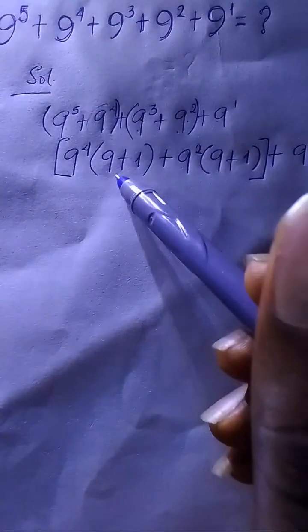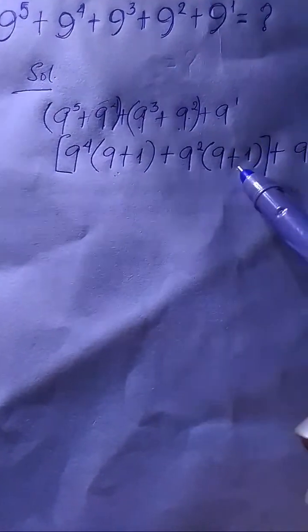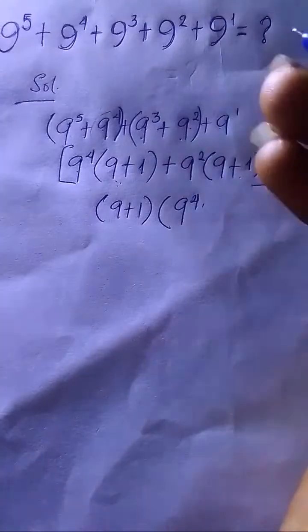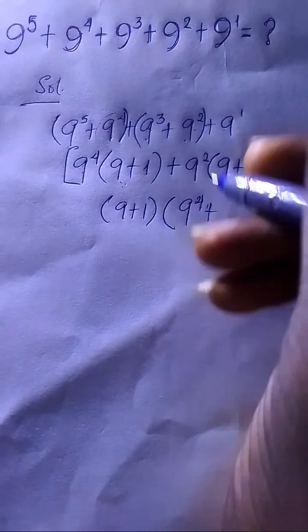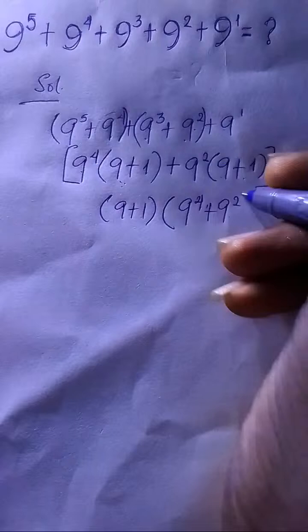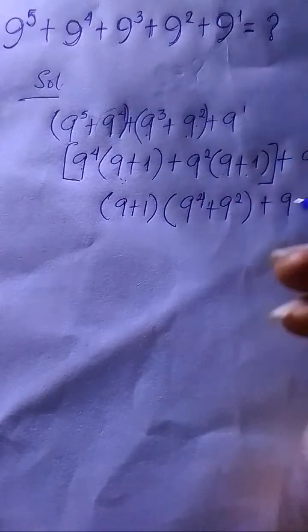We can bracket this one, for example, because we are seeing something common. 9 plus 1 is common in this place and this place. So we can just say 9 plus 1, right? We can bring it out. Bracket 9 raised to the power of 4. When we bring out 9 plus 1 from here, it gives us 9 raised to the power of 4. And when we bring out 9 plus 1 from here, it gives us 9 raised to the power of 2, right? Plus 9 raised to the power of 1, right?